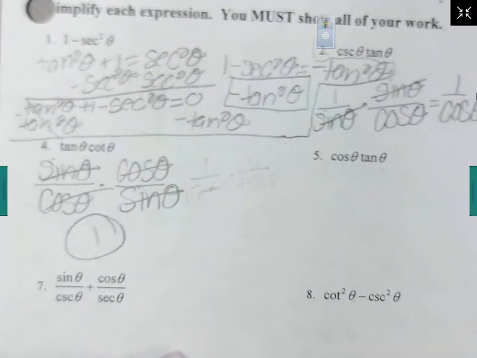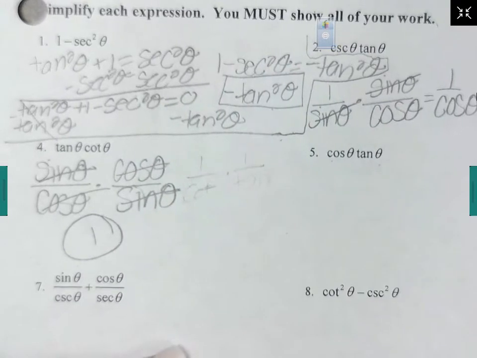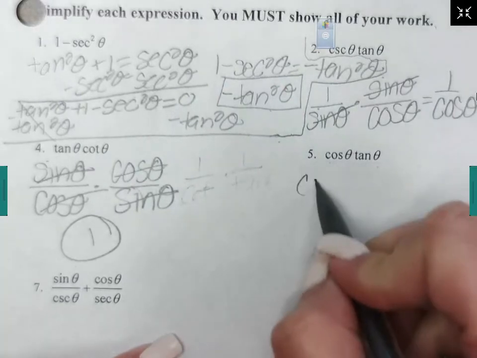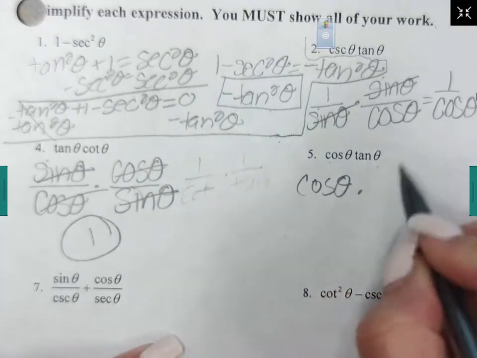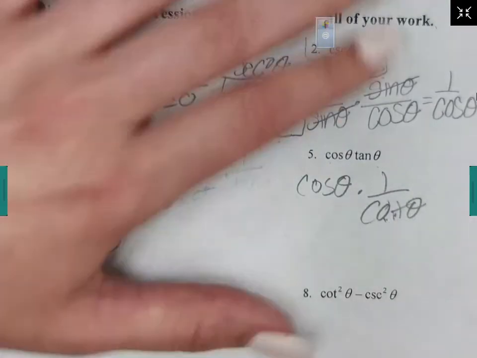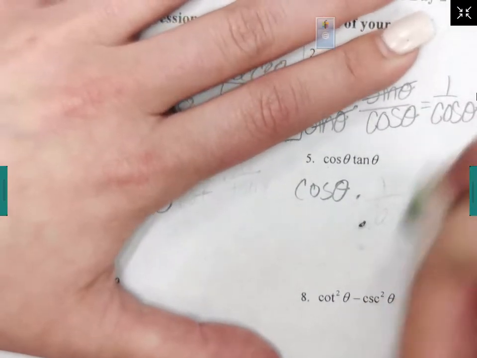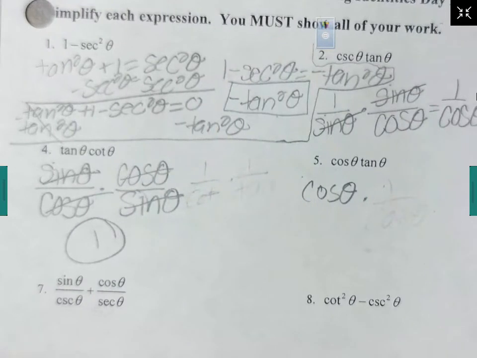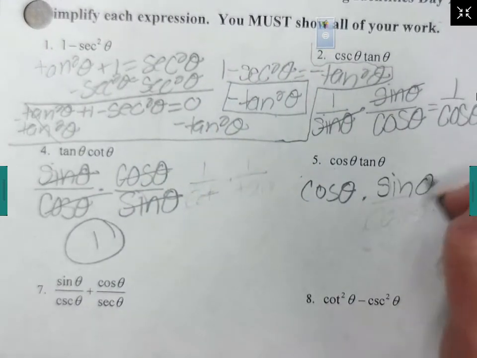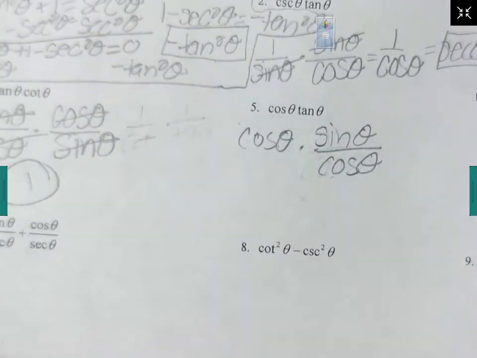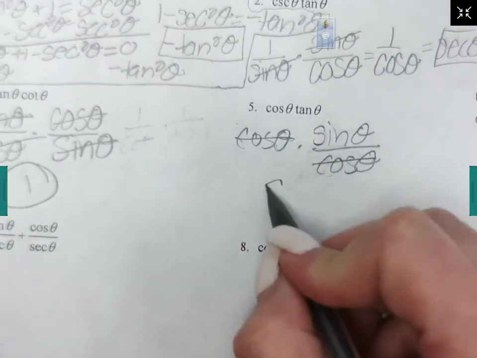So on number 5, this cosine is already there. We need to rewrite tangent of theta in terms of sine and cosine. If we rewrote this as the cosine of theta times 1 over the cotangent of theta, that is not in terms of sine and cosine. It's not going to work. Let's try a quotient identity instead. So let's rewrite the tangent of theta as the sine of theta over the cosine of theta. From here, what can we do with these cosines of theta? Cross them out, and we're left with just the sine of theta.